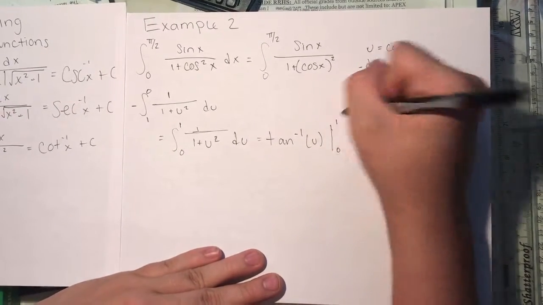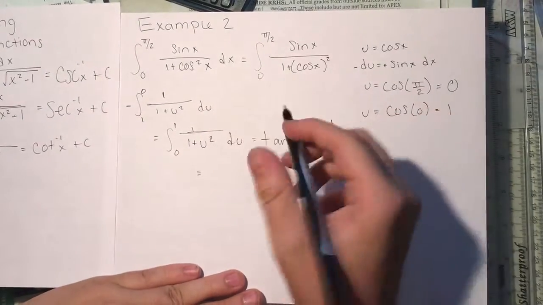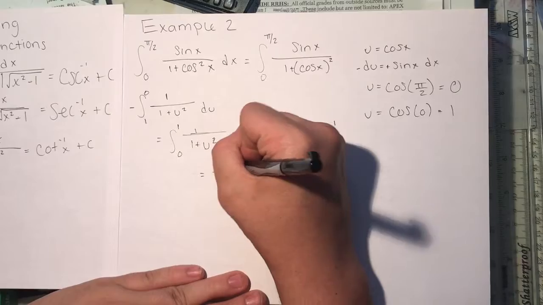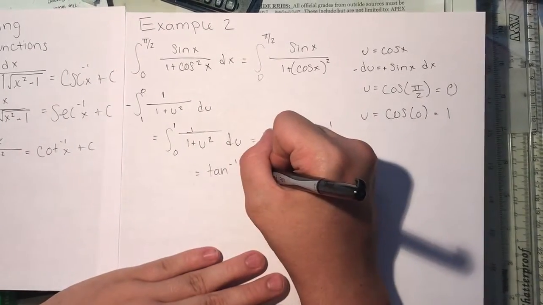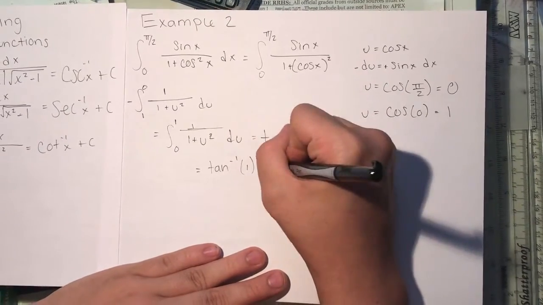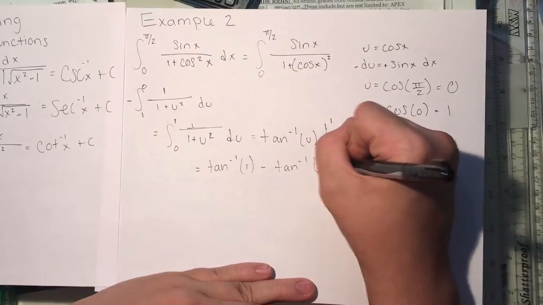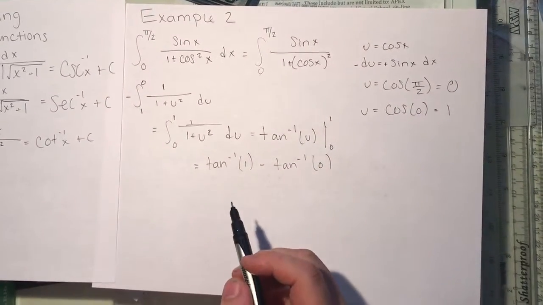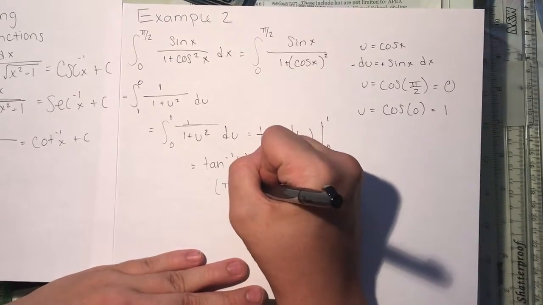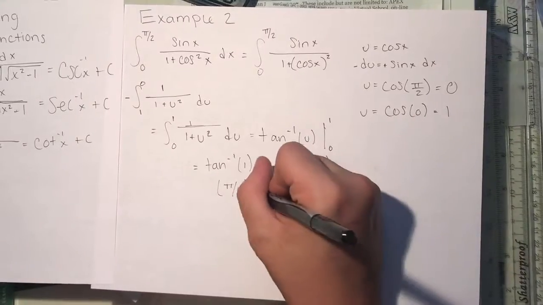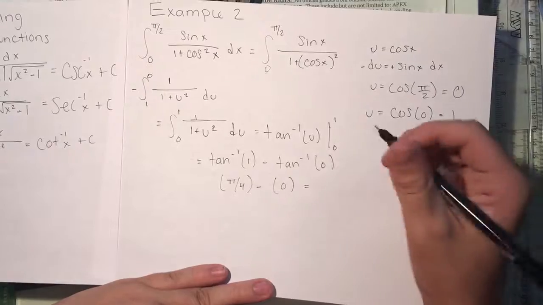And now all we have to do is plug in the limits of integration for u. So we're going to do the top one minus the bottom one. The arctangent of 1 is going to equal pi fourths. And then the arctangent of 0 is just going to be 0, so our final answer comes out to just be pi fourths.